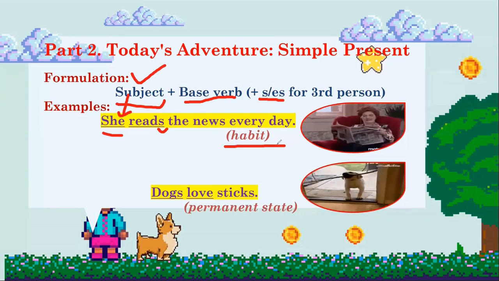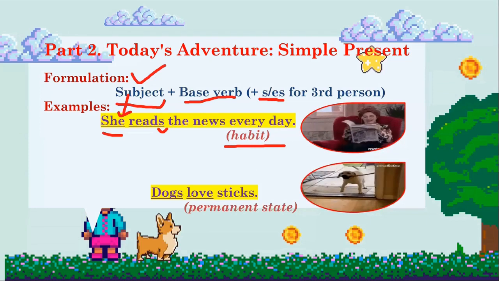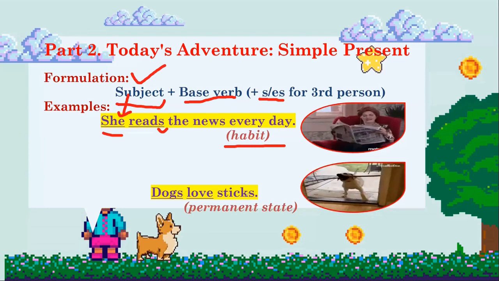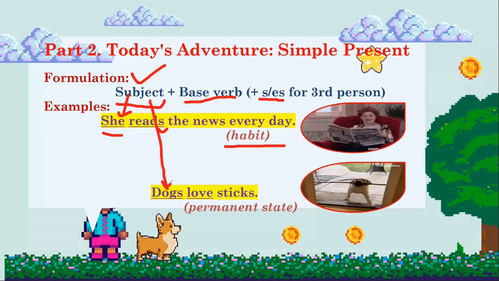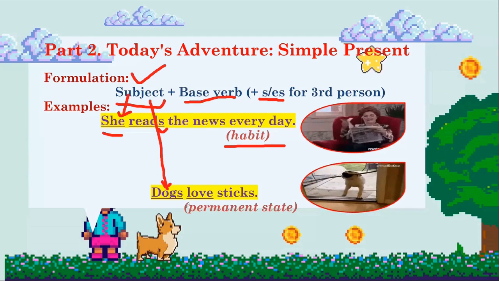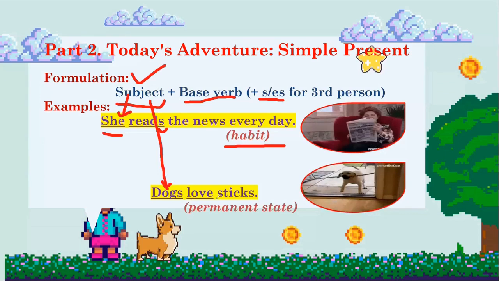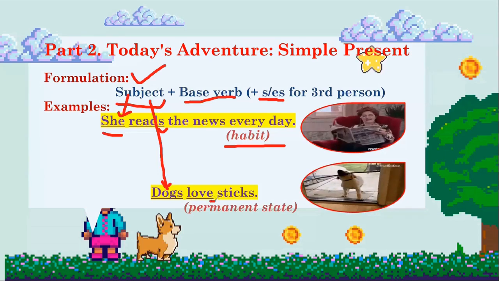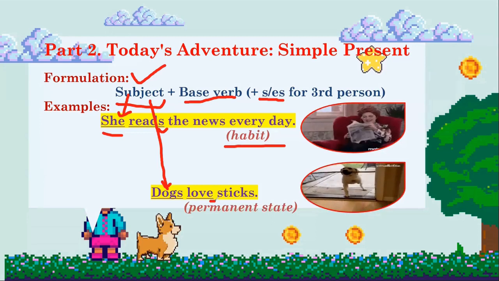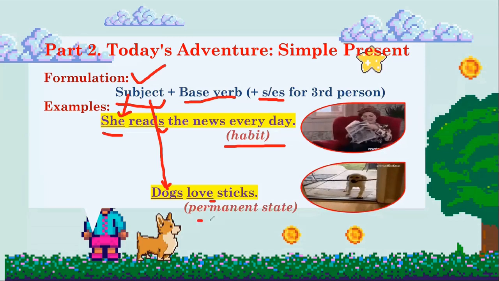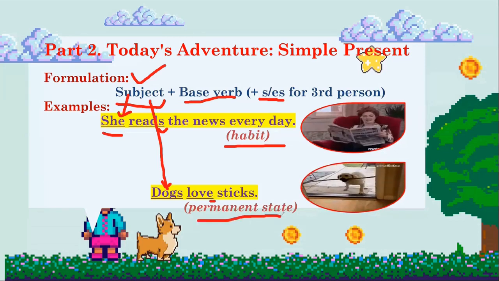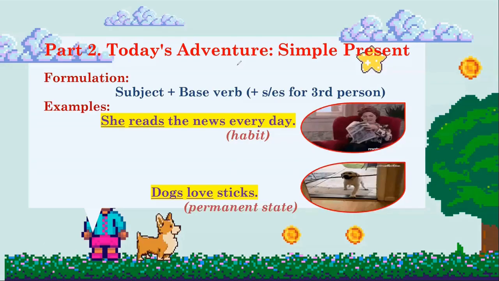Let's move to our next example. Dogs love sticks. The subject here is dogs, and because it's plural, we use the base verb love here without an s at the end of the verb. So this statement emphasizes a permanent state, a general truth, if you will, about dogs and their affection for sticks. So let's move to the next slide.